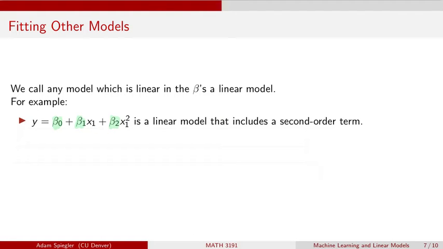So here is actually a quadratic formula. Y is going to depend on not just x, but also x squared. So we include a second order term here. But this is still a linear model. It's still linear in the betas.